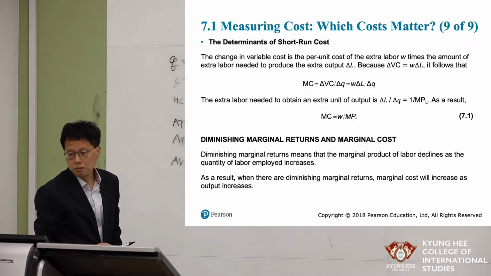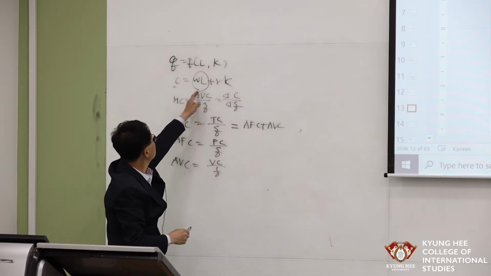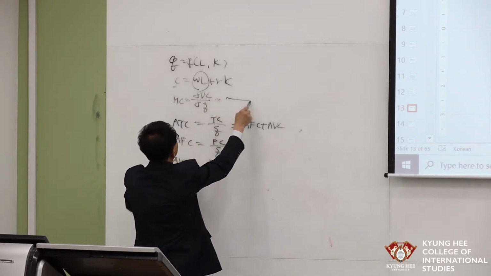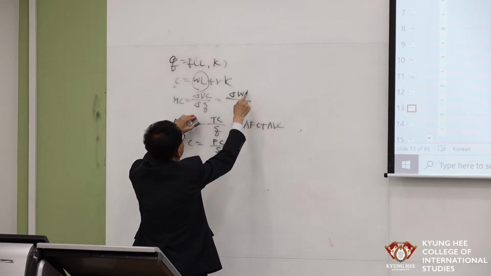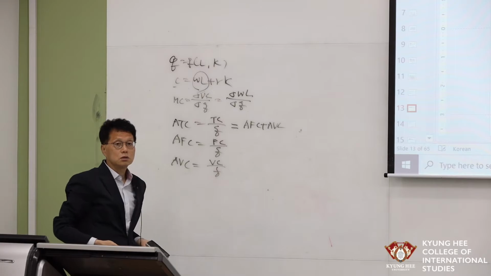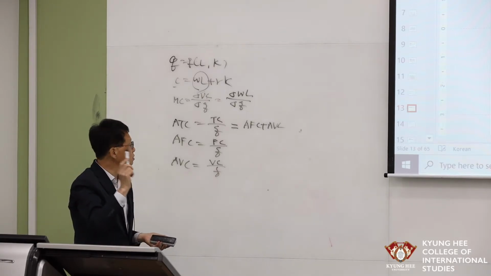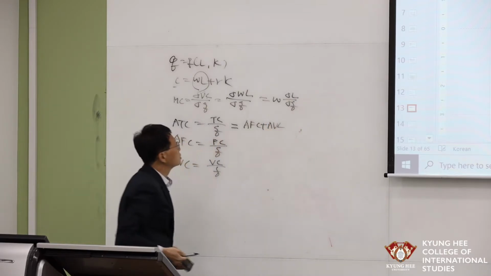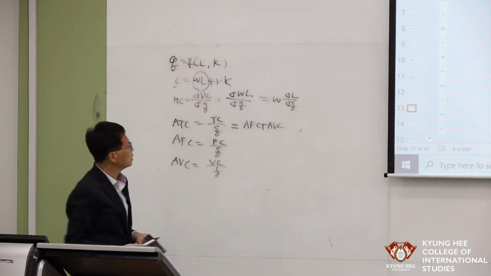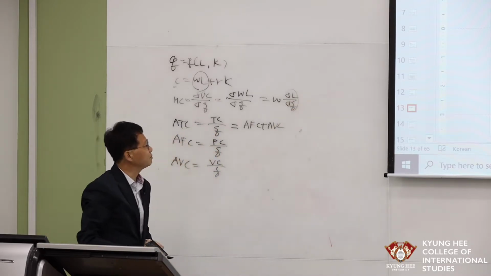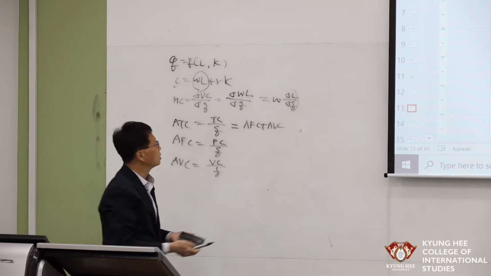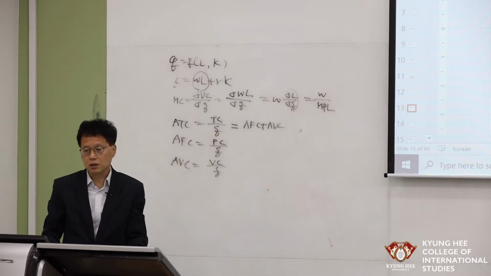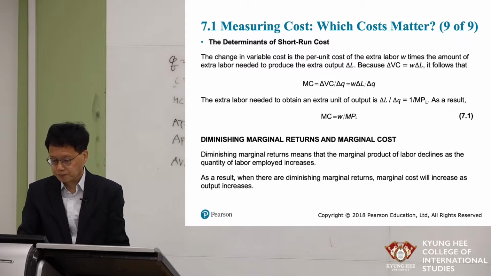Then now think about marginal cost. It is the change in variable cost divided by the change in Q, isn't it? Right? Then we can say the change in variable cost is the change in WL over the change in Q. And the wage rate is just a constant number. So rewriting this, W times change in L over change in Q. And we know this one is the reciprocal of the marginal product of labor, isn't it? So rewriting, W over MPL. That is explained here.